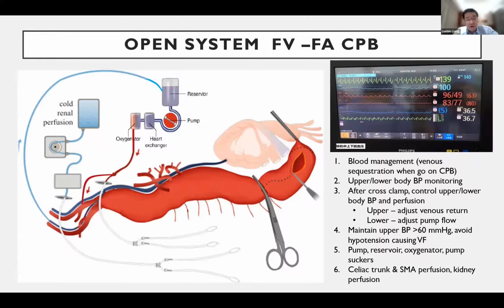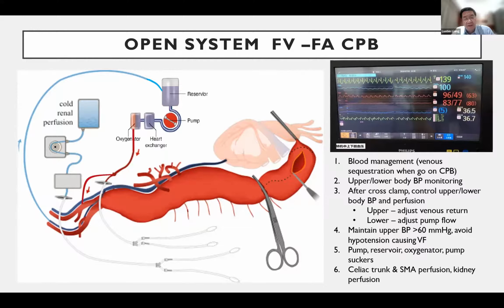This picture shows the partial bypass, or what's called femoral vein cardiopulmonary bypass. It's an open system, so it's still using a hard shell reservoir. The hard part for this is that you have to partially clamp the venous line to control the venous return, maintaining a certain volume to maintain the upper body pressure. So that's the hard part.